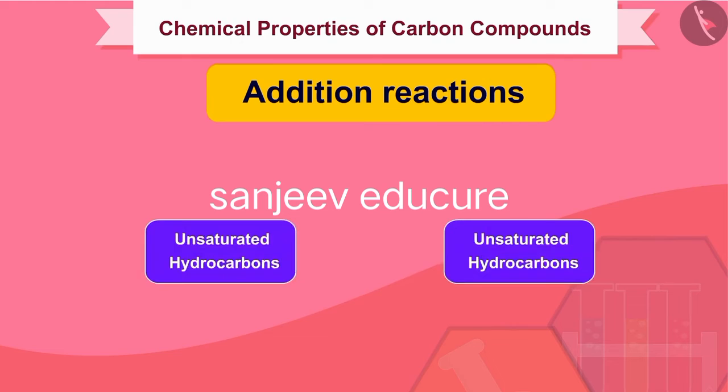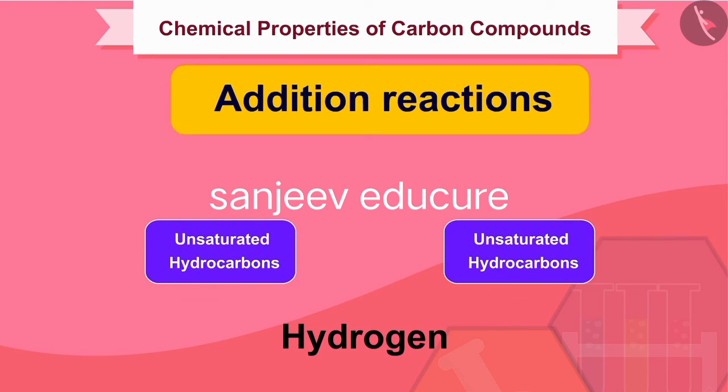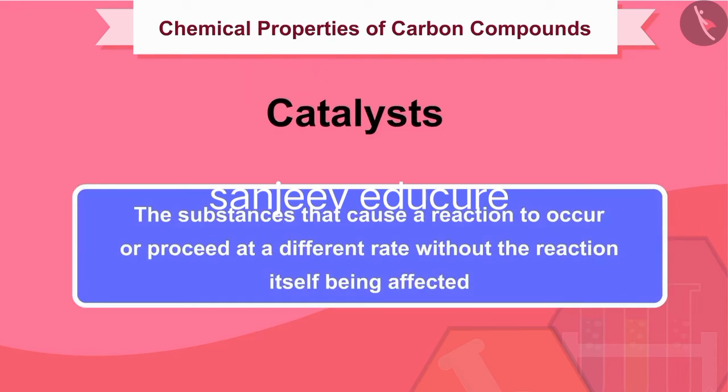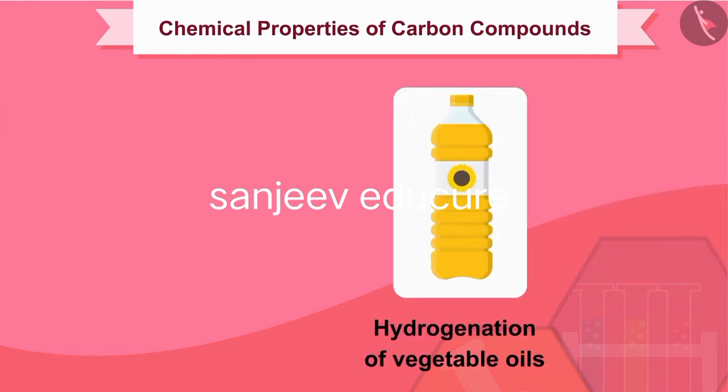Unsaturated hydrocarbons add hydrogen in the presence of catalysts such as nickel or palladium. Catalysts are those substances that cause a reaction to occur or proceed at a different rate without the reaction itself being affected. This reaction is commonly used in hydrogenation of vegetable oils using nickel catalysts.